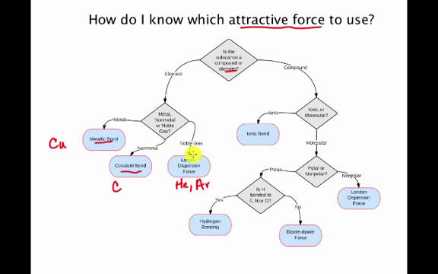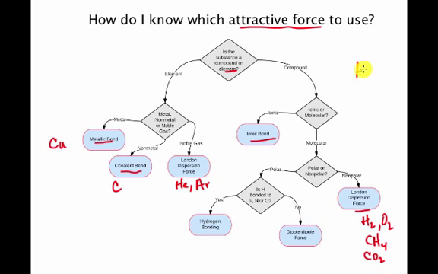If it's a noble gas, something like helium or argon, it falls into the category of London dispersion forces. That's what holds together helium and argon. Now if it's a compound, you have to determine whether it's ionic or molecular. If it's ionic, then you have ionic bonding. Not a big deal. If it's molecular, you have to ask whether the molecule is polar or nonpolar. If it's nonpolar, your answer is London dispersion force. Examples would be H2, O2, CH4, or carbon dioxide.